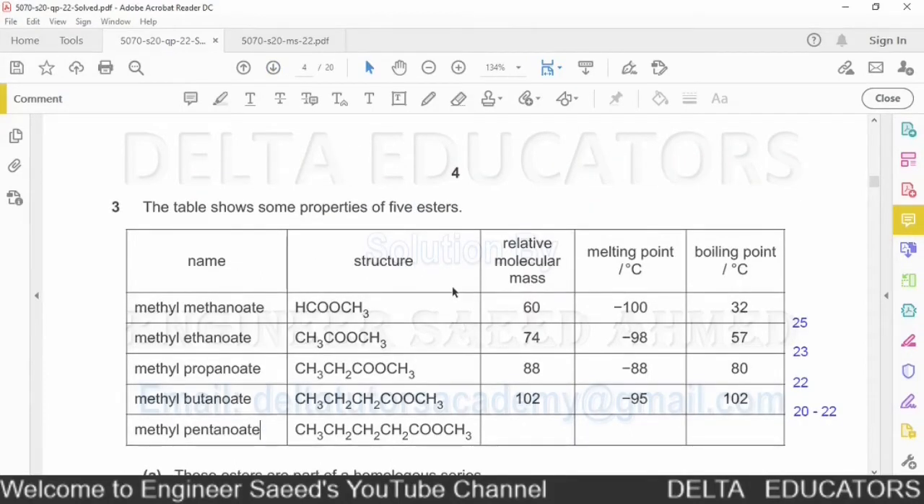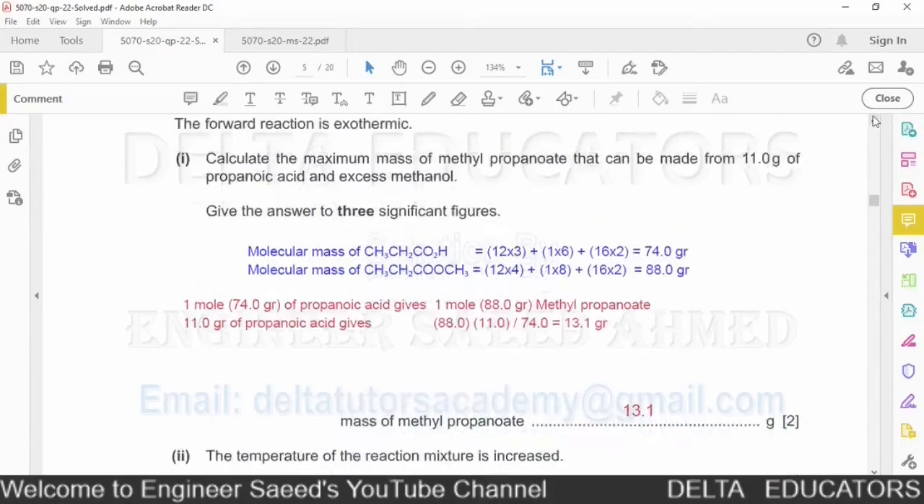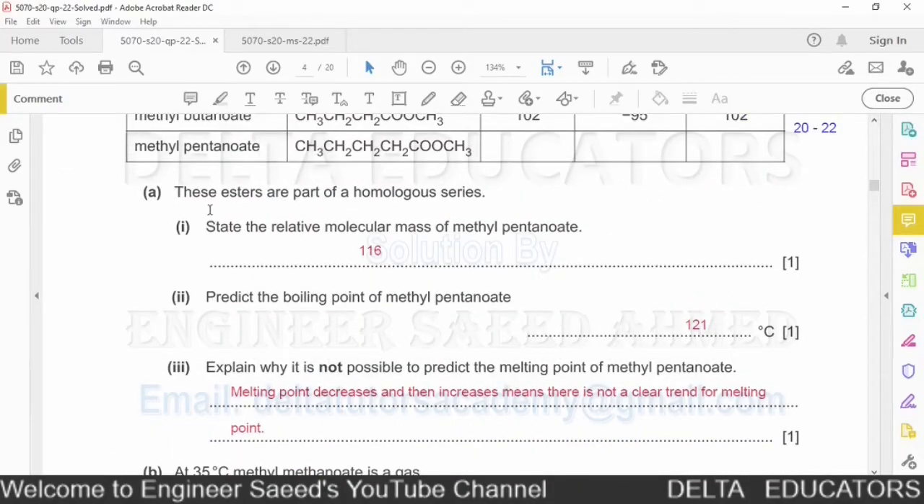Question number 3. The table shows some properties of 5 esters. In the first column, the names of the esters are given. Here the structure, relative molecular mass, melting point and boiling point of these esters are given. Part A. These esters are part of a homologous series. State the relative molecular mass of methyl pentanoate.